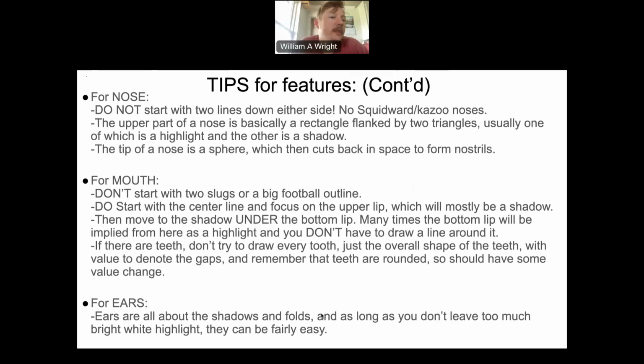No Squidward noses. The upper part of the nose is basically a rectangle with two triangles. This goes back to when did you learn to draw rectangles and triangles? Elementary school. If you can draw those, you can draw the front of a nose and the two sides. Okay. Usually one of the two triangles is light, and the other one is shadow, depending on where the light is coming from. If you look at the little image of me, you'll see there is literally one white triangle on one side, then that flat rectangle that's my skin tone, then a shadow on the other.